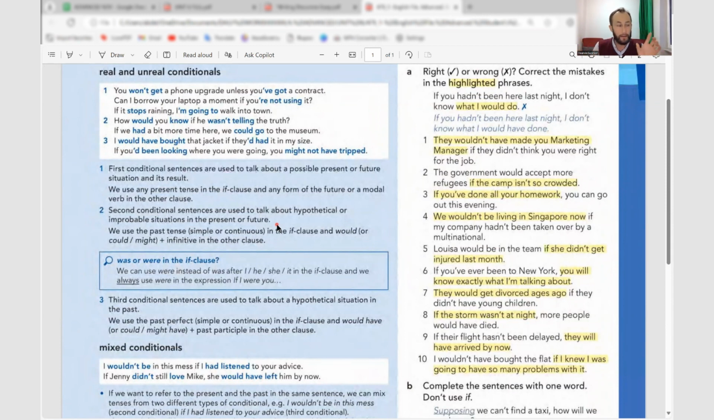So when I talk about that, in the if part I must use past simple or past continuous, guys. And then the result part, would plus infinitive, or would be plus gerund, right? We use past tense, simple or continuous in the if clause, and would or could or might plus infinitive. Or they didn't show it here, would be plus gerund, could be plus gerund.